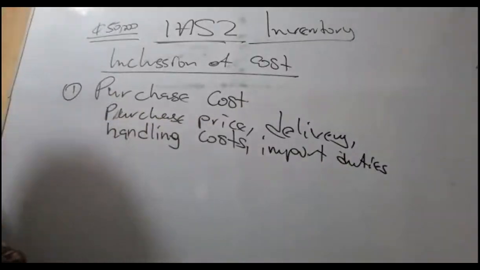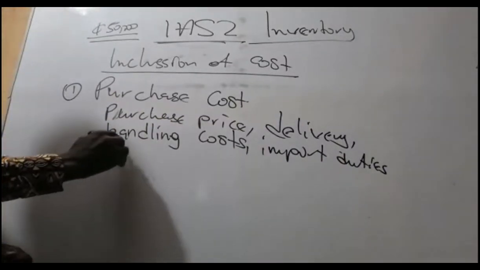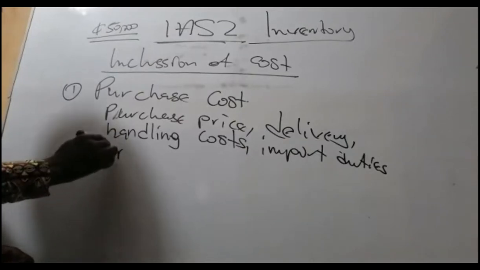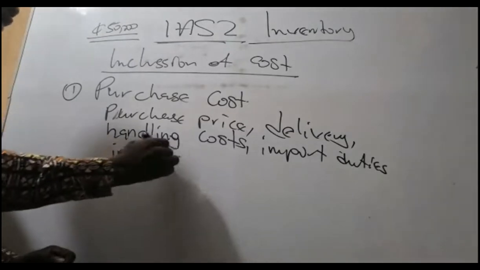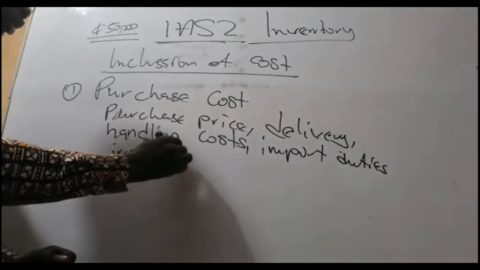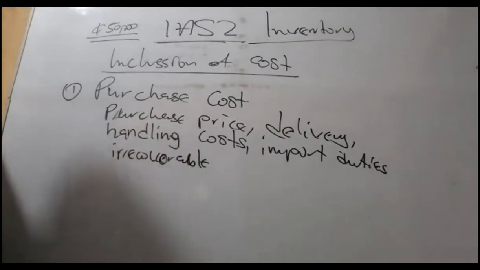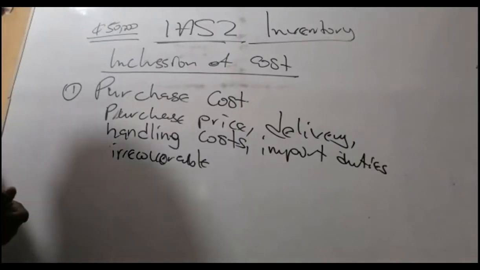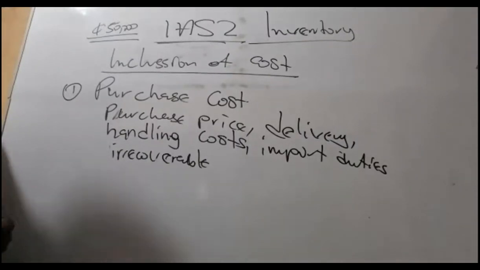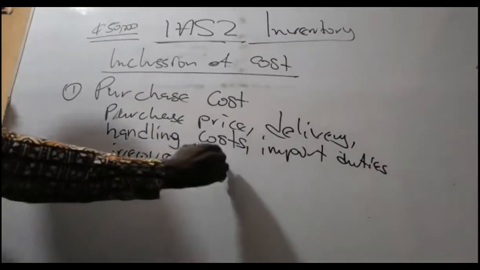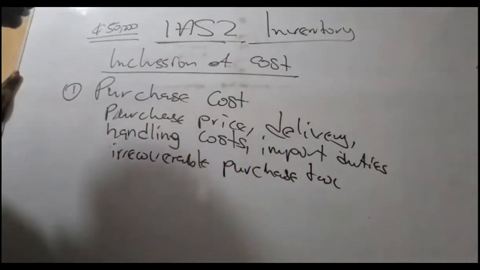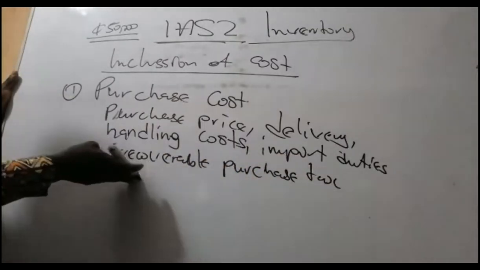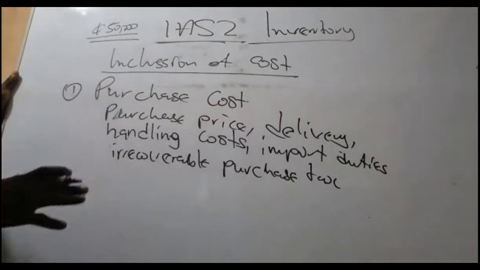And then I like this one. Irrecoverable purchase taxes. In short, any tax that you pay on these goods, it must be part of the purchase cost.